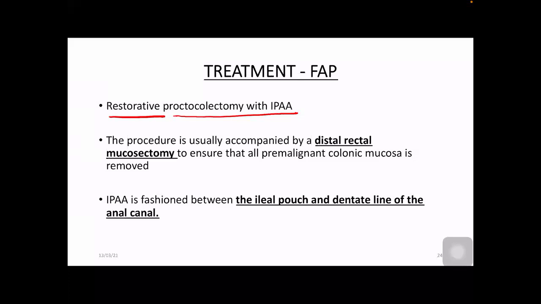So it's always better to do an anorectal mucosectomy so that all the mucosa which has a malignant risk is completely removed, and then you can do a hand-sewn anastomosis at the level of the dentate line, so that there is no mucosa left which can undergo a malignant change. So always remember, IPAA is an anastomosis between the ileal pouch and the dentate line of the anal canal. So you do an anorectal mucosectomy, and then you do an anastomosis between the ileal pouch and the dentate line of the anal canal.